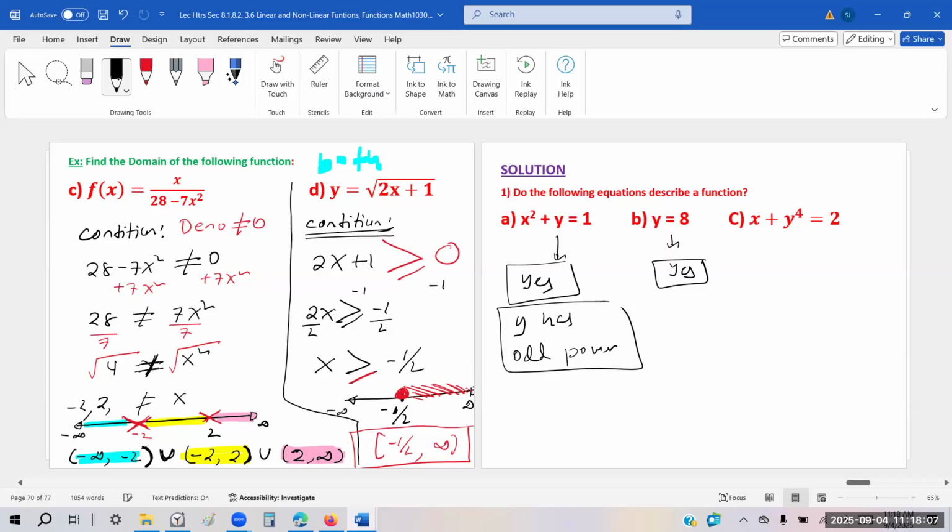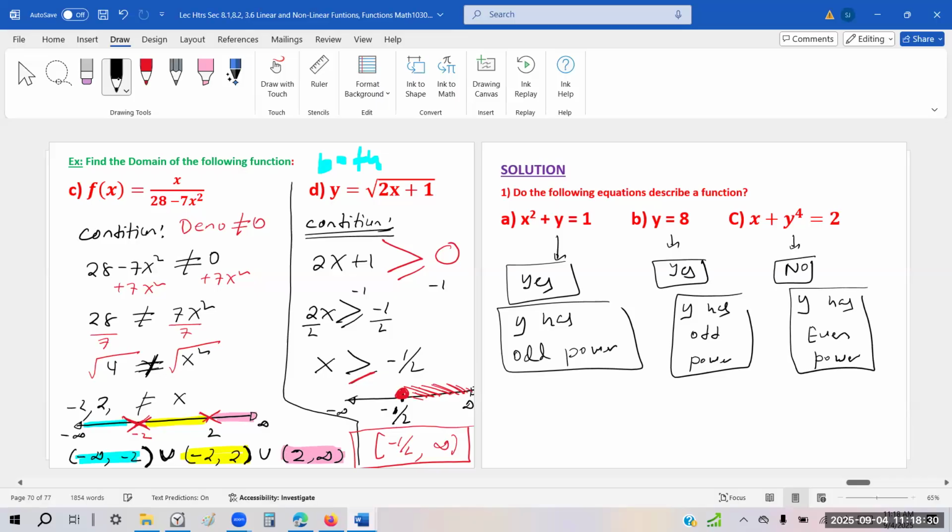Yes, why? Y has odd power. Good. Y has even power. That's all you have to do. No math is needed. You only observe the power on the Y. No power means you're invisible one. The first two have Y with odd powers, but the third one has four. Four means even, so it cannot be a function. Any question?